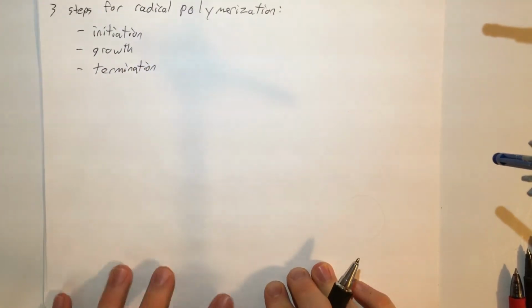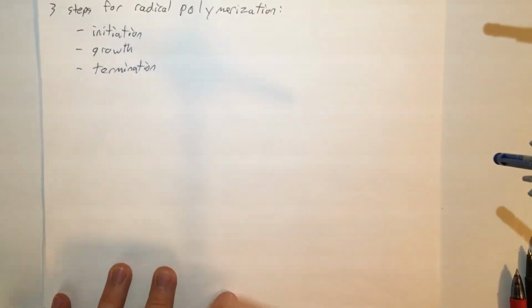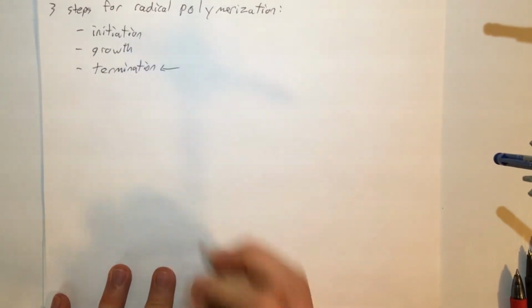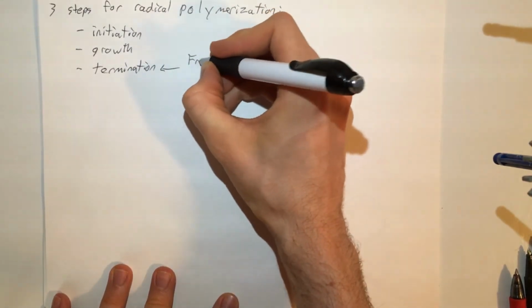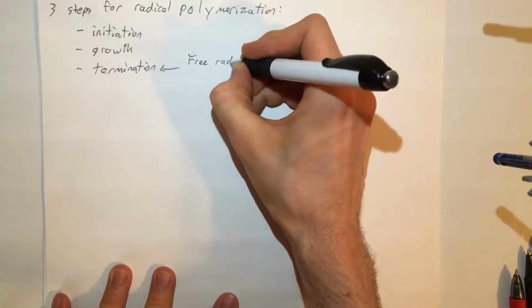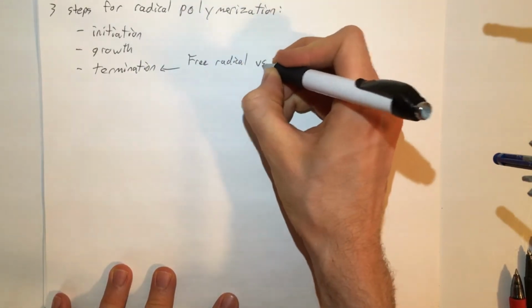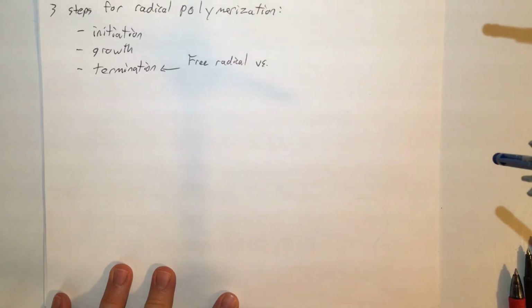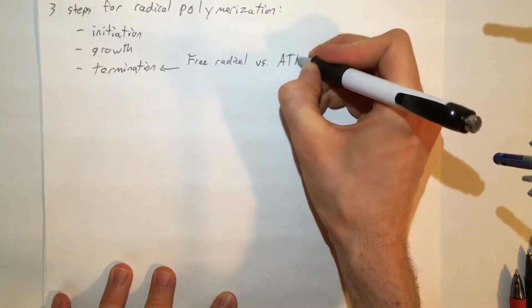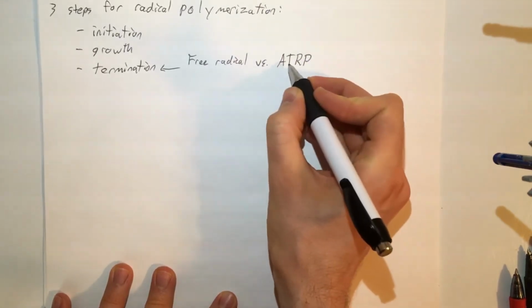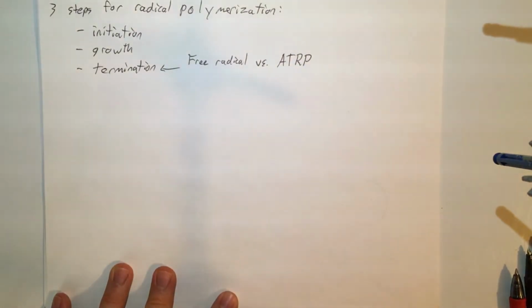And we're going to talk about a strategy for reducing termination. So we're going to talk maybe at the beginning about free radical polymerization. And then we're going to talk about this strategy to reduce termination and improve or increase the molecular weight of our samples, and that is going to be via a process we'll call ATRP, or atom transfer radical polymerization. And we're going to talk about why that might be better than just free radical polymerization.